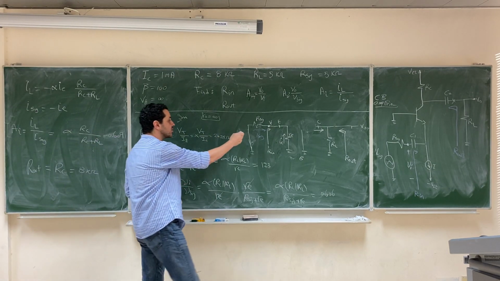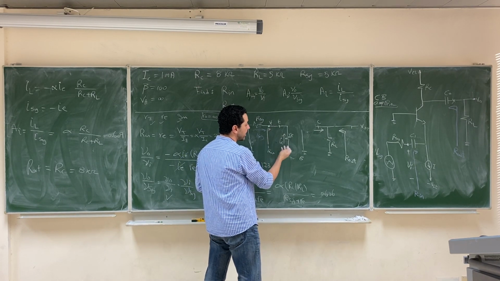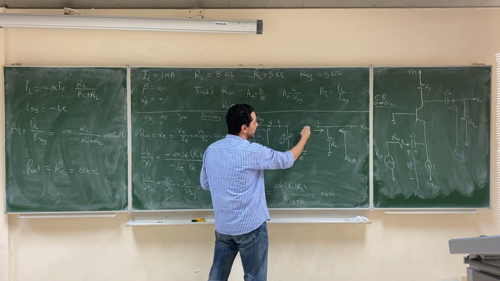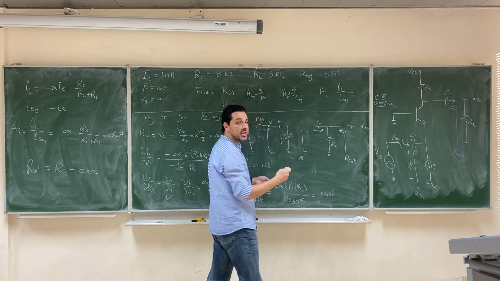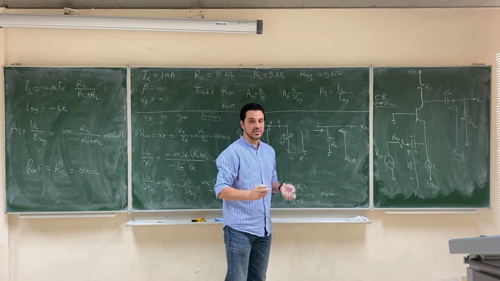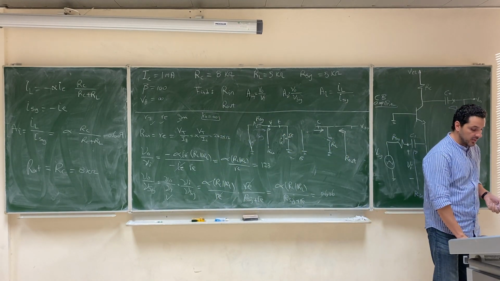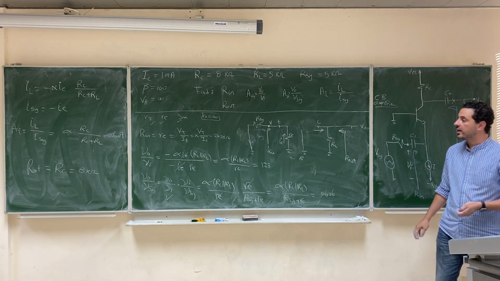Again, when you deactivated the source here, the current in this loop became 0. When the current IE became 0, the dependent source became 0, which means open circuit because it's a current source. And then the only resistance that you will see when you look from this point is RC. Okay, so that's it for this example. We'll see you with another example in the next video.